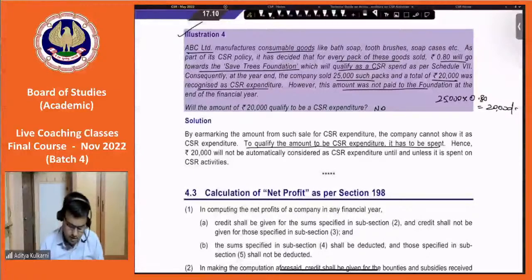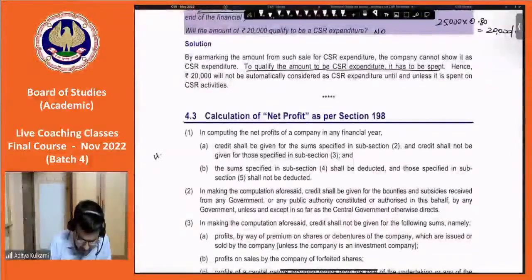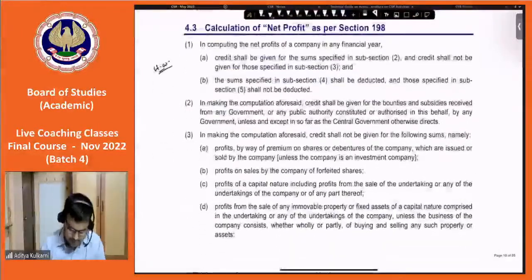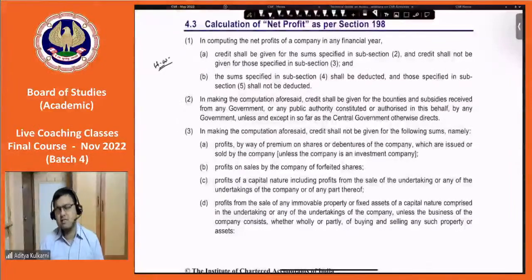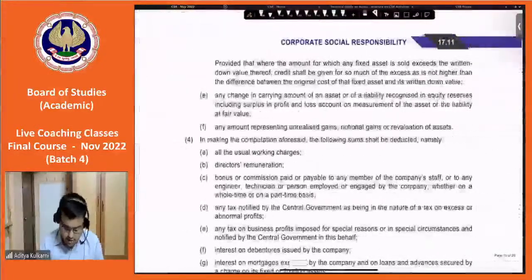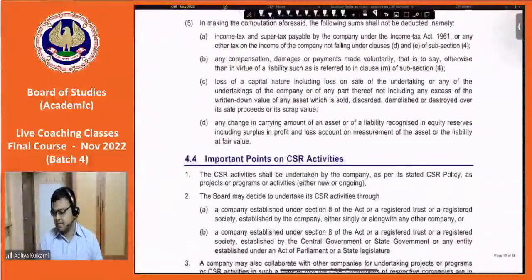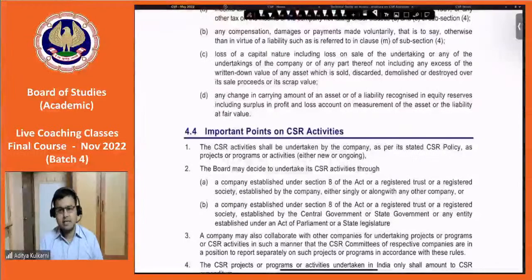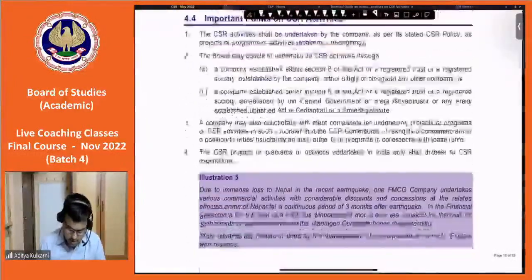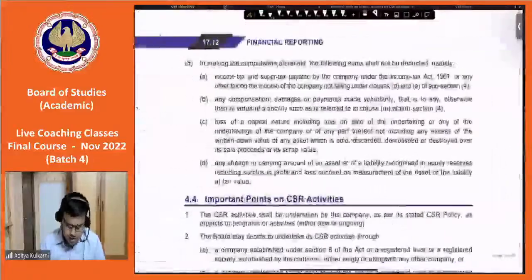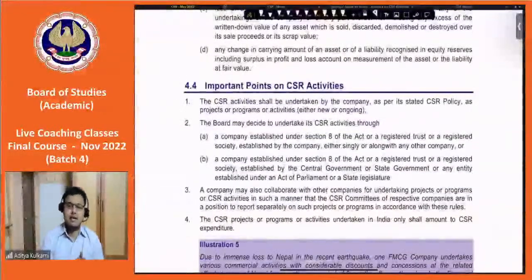So this is done. Read up 198 as homework. This is what you would have studied in your intermediate when you used to do company final accounts. It includes some additions, some deletions, whatever is there. So go through this 198. It's purely theoretical. I don't have anything of value to add in that. Now, coming to certain important points on CSR activities.